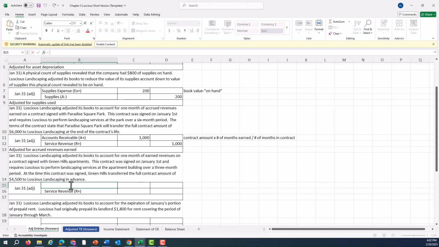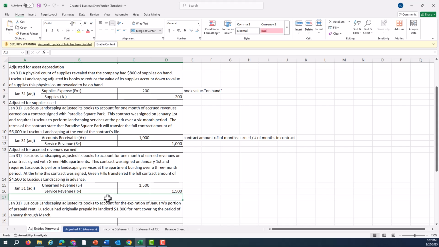So I need to reduce Luscious Landscaping's unearned revenue account by the amount that we actually earned. And we can use the same math that we had up here. This contract has a contract amount of $4,500. Signed it on January 1st. We've been working on it all month. It's now January 31st, so we've met 1 month of the obligation out of the 3 months that the contract is for. We earned 1/3 of the revenues, and 1/3 of $4,500 is $1,500.